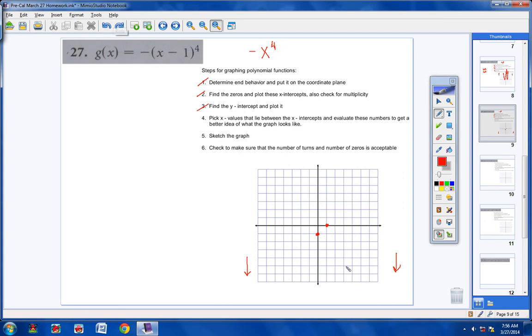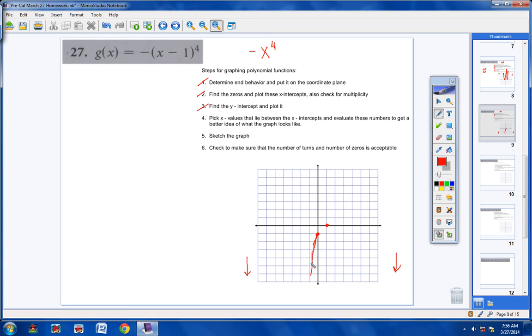So let's go ahead and look at our table of values and check out negative 1, negative 2, and negative 3. Well, it looks like negative 1 is going to give me a negative 16. So already at negative 1, I'm way down here. Negative 2 is at negative 81. So it's obviously going down. Okay, I can see that.